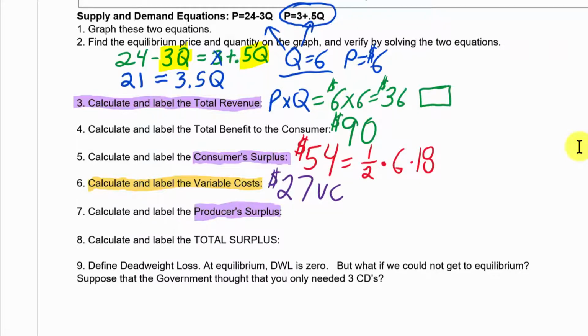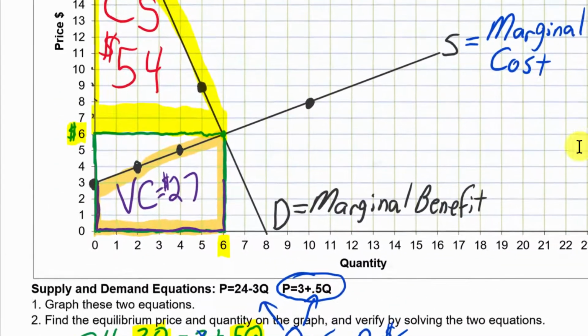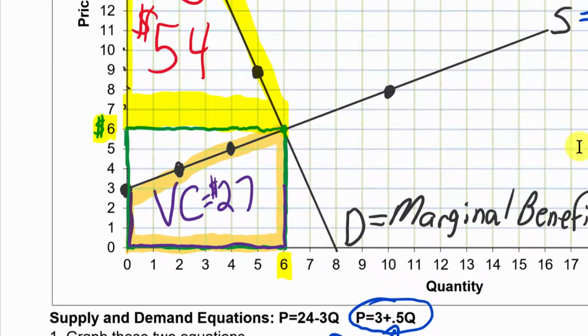Okay, the next thing we need to calculate here is the producer surplus. Now remember from our story, producer surplus is the difference between the total revenue that we have here in number 3, the $36, and the variable costs. So it's $36 minus 27. Can you see in the diagram where that producer surplus has to be? Remember, the green is the total revenue of 36. The variable cost is the 27 down here. So the producer surplus is this amount right here. It's this little triangle on top.